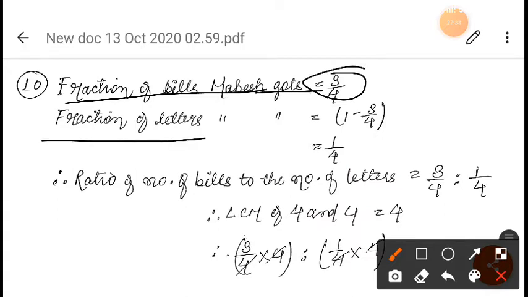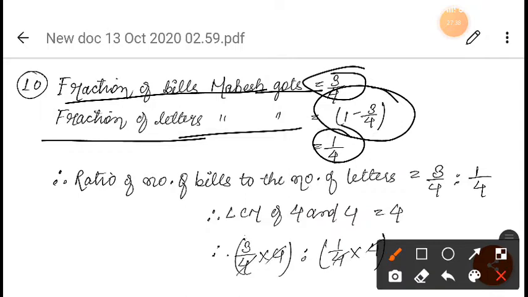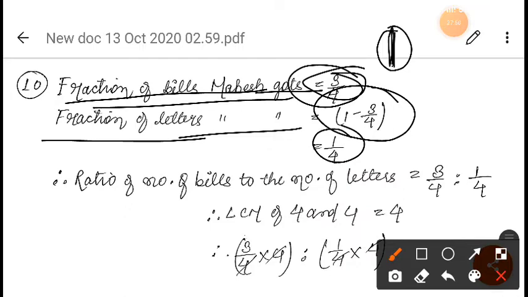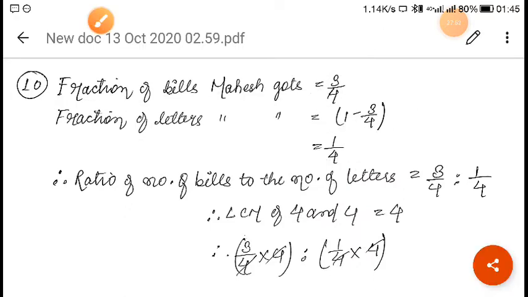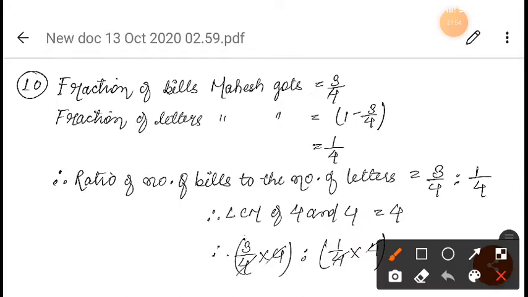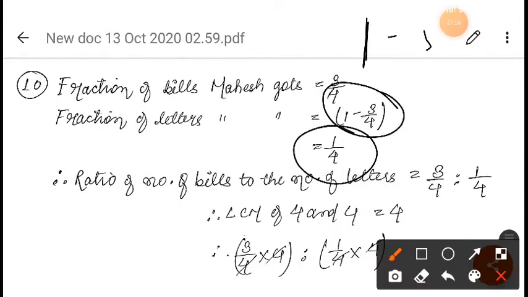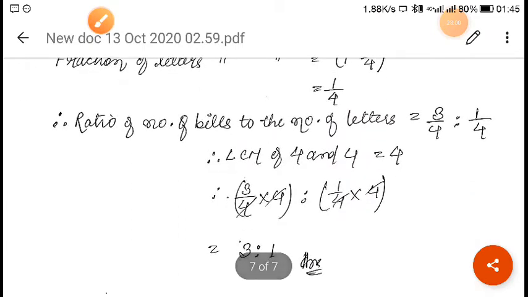So the fraction of other letters that Mehes gets will be 1 minus 3 by 4, which is 1 by 4, right? Let the total letters be 1. From this 1, 3 by 4 is bills, so the fraction of bills Mehes got is 3 by 4. So the fraction of other letters will be 1 minus 3 by 4, which will be 1 by 4. Now we have to find out the ratio.